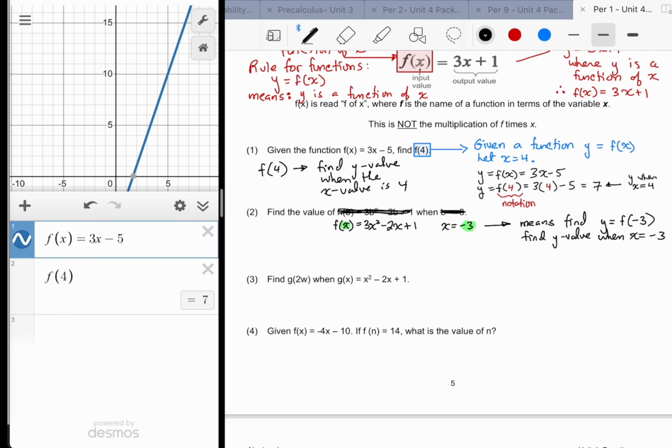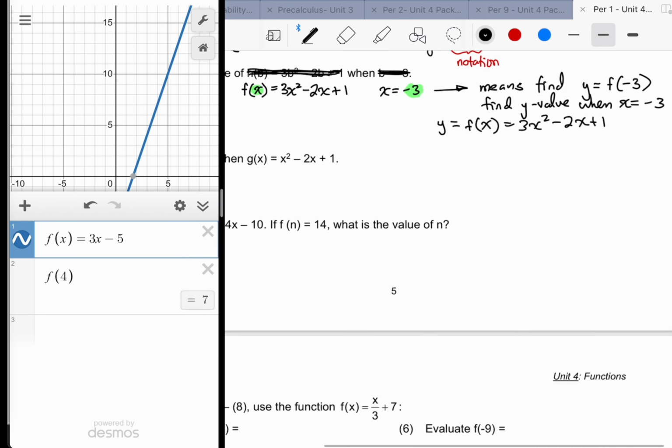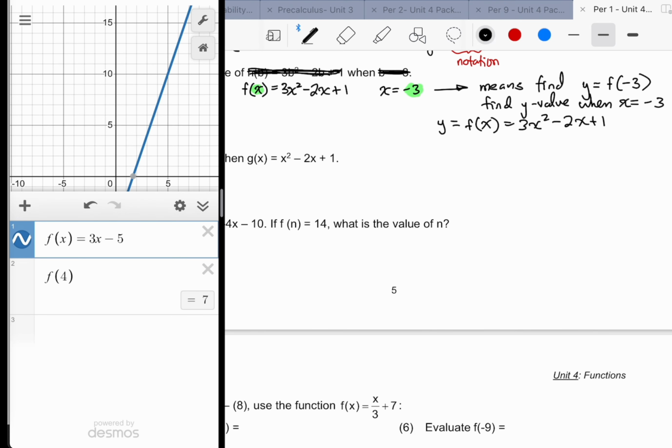So if I'm making a substitution by hand, y equals f of x would be equal to 3x squared minus 2x plus 1. I'm really looking for y equals f of -3. The f of -3 is just the notation part of it. The real action happens on the right-hand side, where I replace all the x's with a -3. That's how you evaluate an expression.